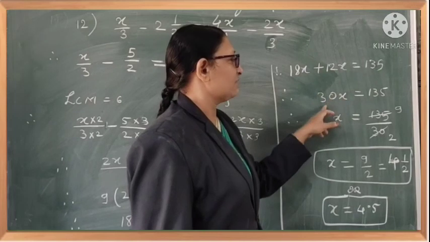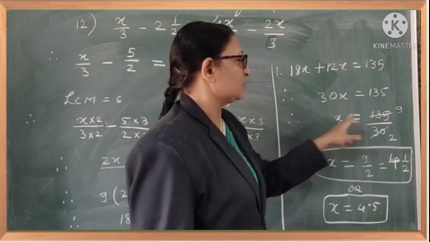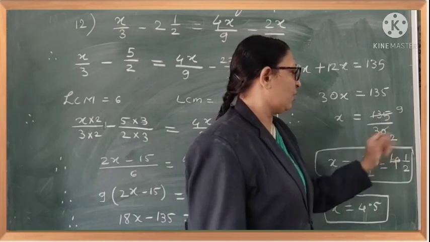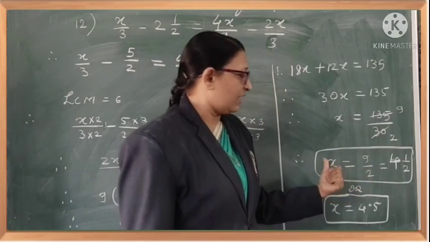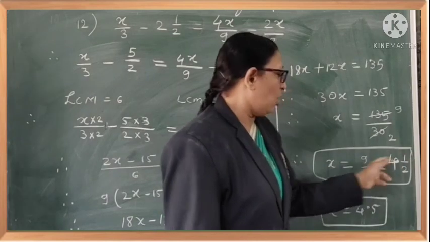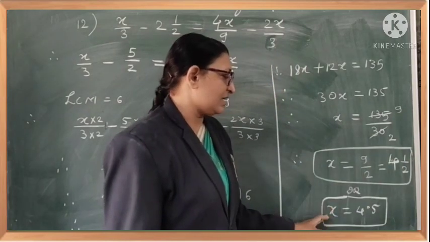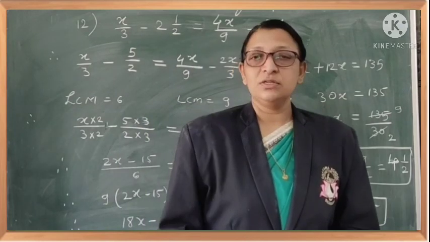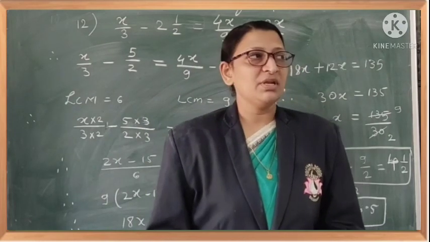18x plus 12x is equal to 30x. So x is equal to 135 divided by 30. By dividing, we get 9 upon 2 as the value of x. We can write it in the mixed fraction form as 4 and 1 upon 2, or we can also represent the value of x as 4.5. I hope you understand this exercise. Solve the remaining examples.